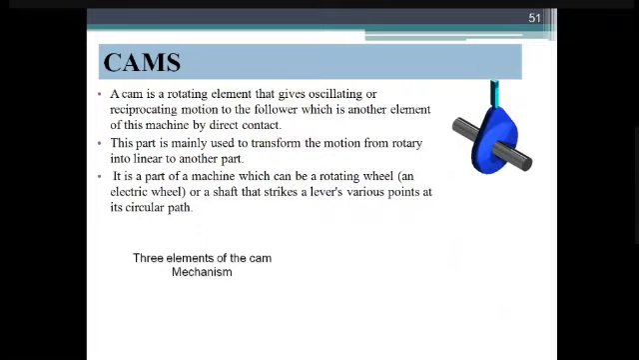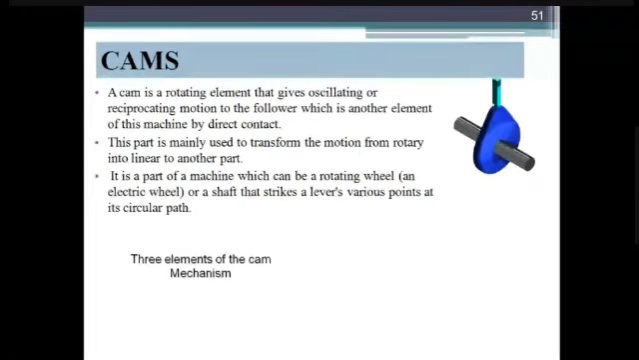This part is mainly used to transform the motion from rotary to linear or another form. This part of a machine can be a rotating wheel, an electric wheel, or a shaft that strikes the levers at various points in a circular path.